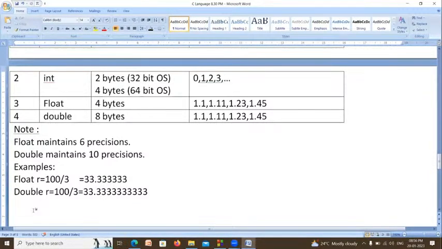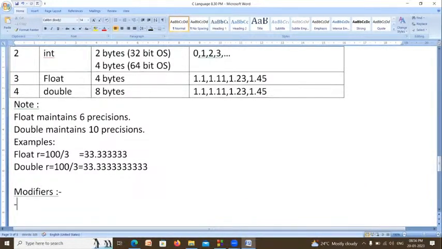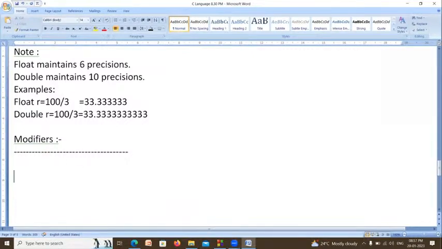Now, my next concept is modifiers. See, my dear friends, what is the size of integer? The size of integer in a 32-bit operating system is only 2 bytes. In 2 bytes of memory, we can store from minus 32,768 to 32,767. You can store only data within this range.